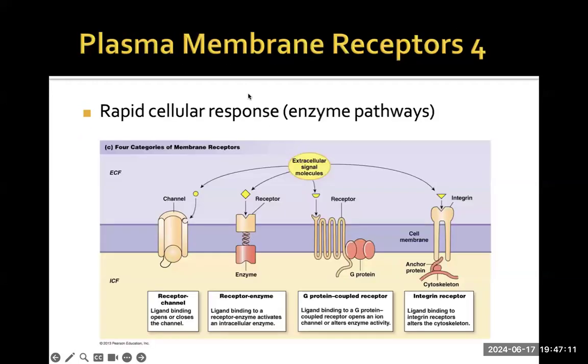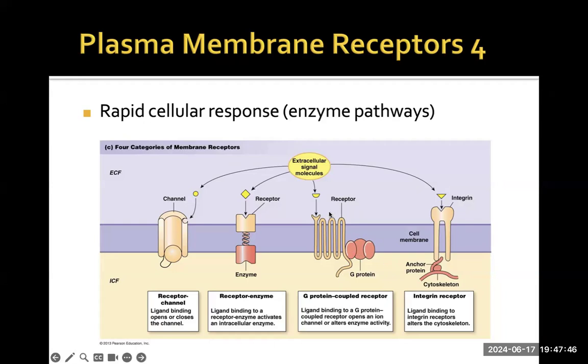Next is a plasma membrane receptor. So the rapid cellular response to an enzymatic pathway: again, you have a ligand that's going to bind to a receptor, which is embedded in the plasma membrane, which is then going to jumpstart some sort of process that's going to produce a protein to create a response. There are 4 different categories of membrane receptors. One of them is a channel receptor, which just means that there's a site for the receptor in the protein channel. Next one is a receptor enzyme complex, which just means that one binds to the other.